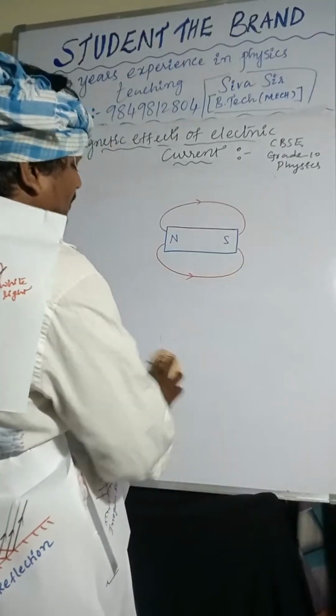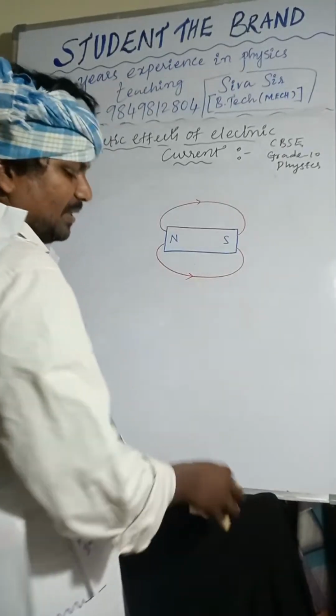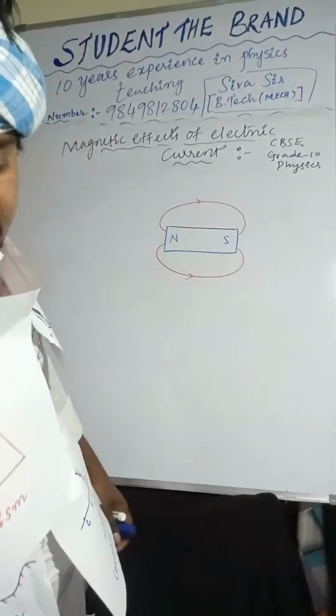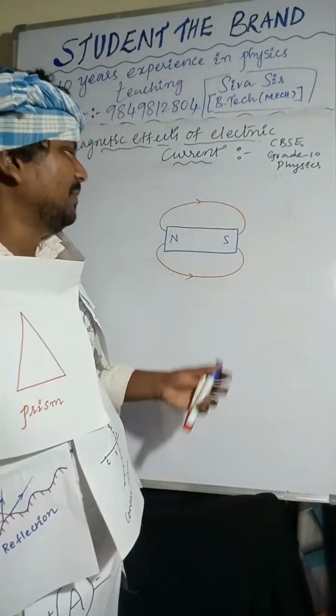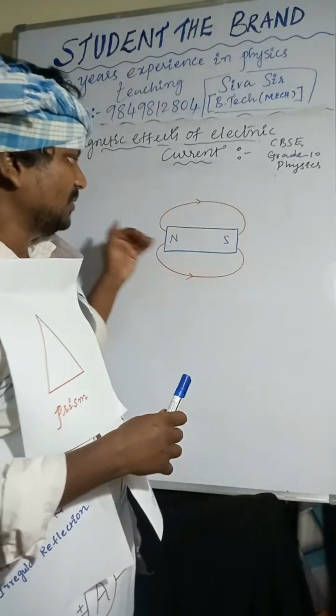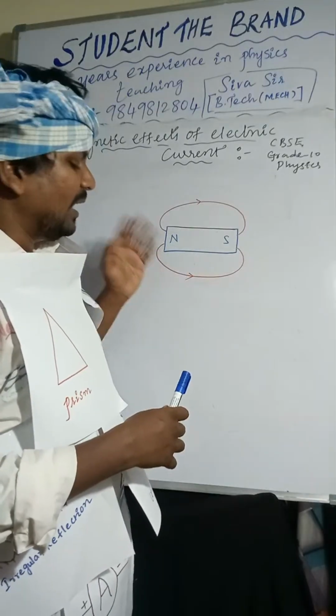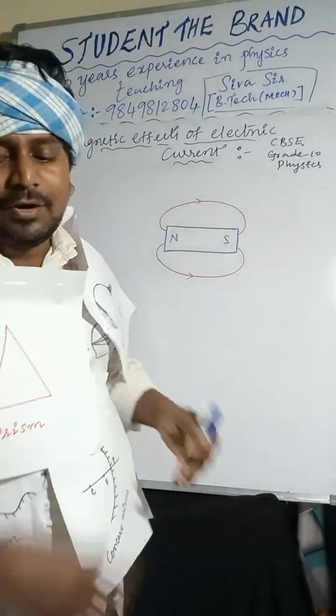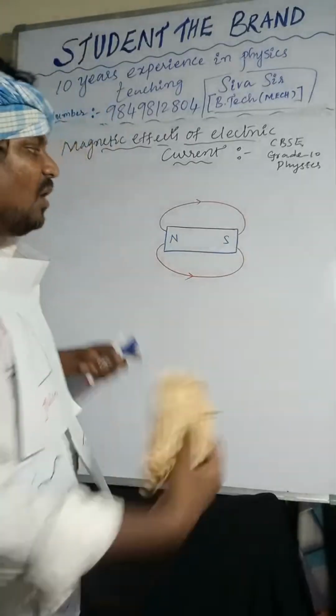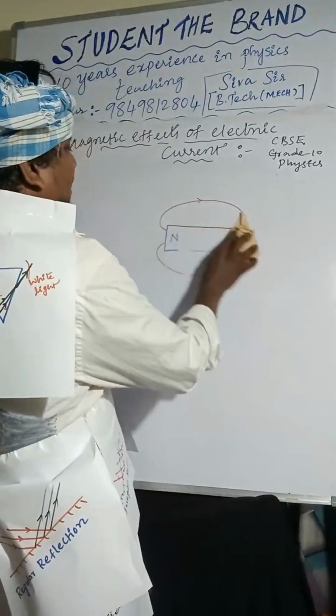Now we can see one more. This is about magnetic field, already we discussed. Understood? The magnetic field lines go from north to south and south to north. One more point: how to draw this magnetic field diagram.